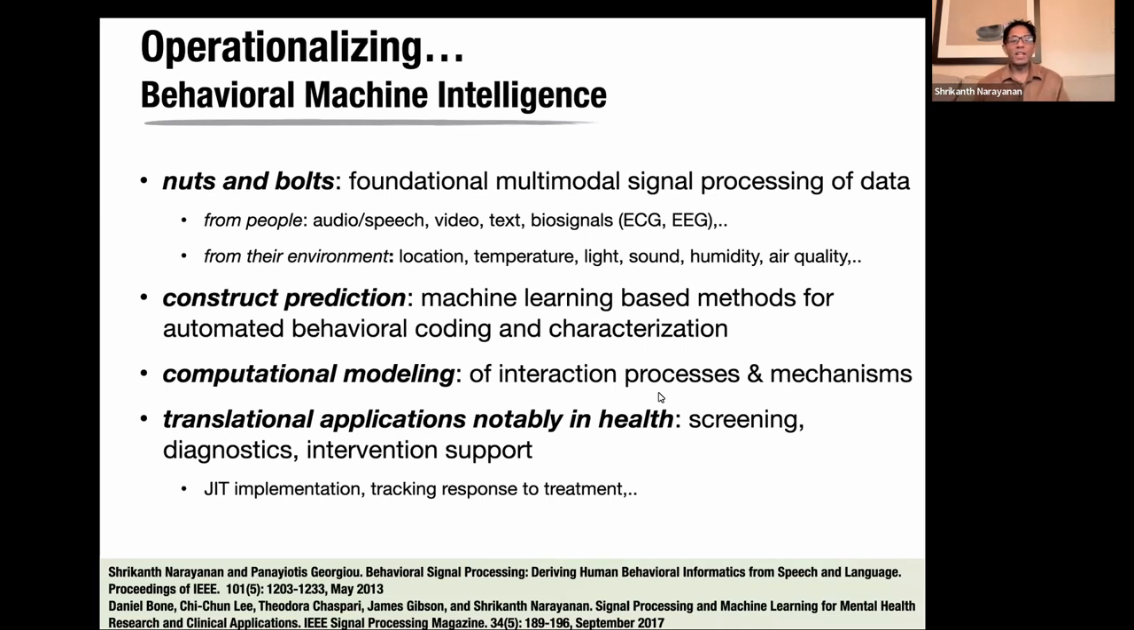Of course, as I mentioned, with these kinds of methodological advances, we want to then translate them into diagnostics and intervention support, right?